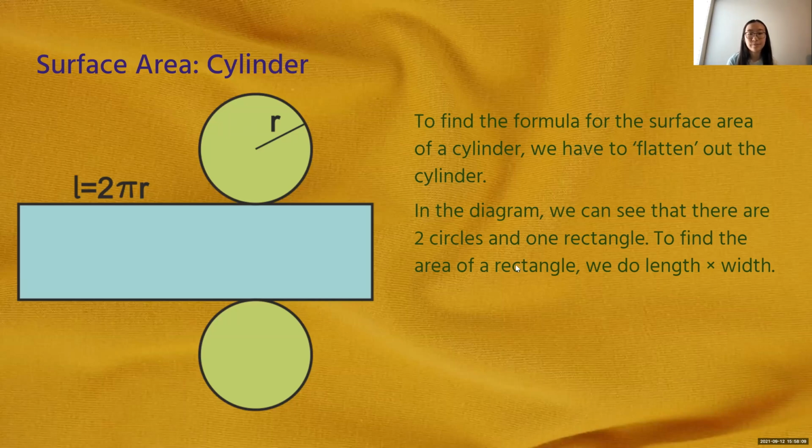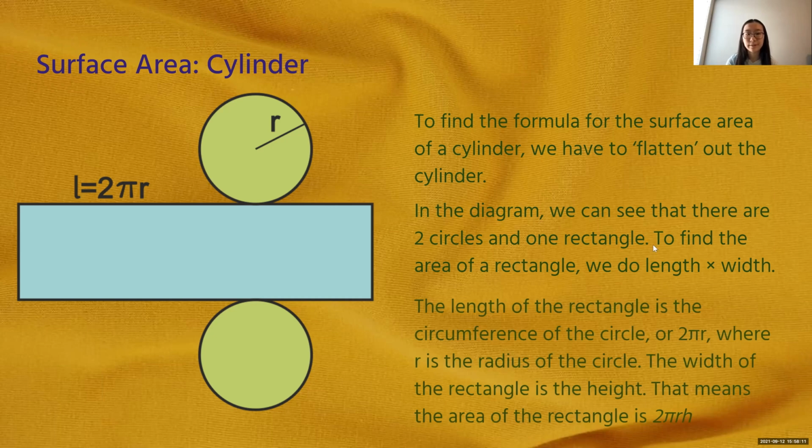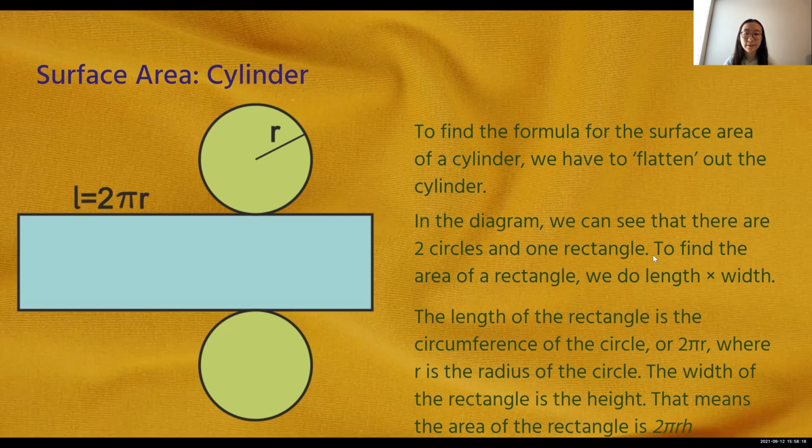And so now we just have to find the area of all of these. So for the area of the rectangle, that would be length times width. And we know that the length of the rectangle is just the circumference of the circle, which is 2 pi r. Then the width of the rectangle is the height of the cylinder. So then the area of the rectangle here is 2 pi r times the height.